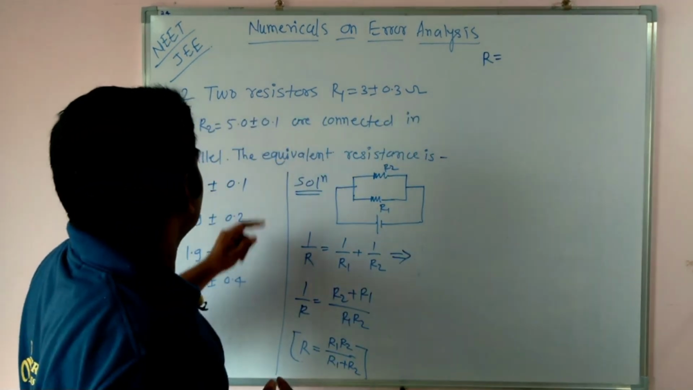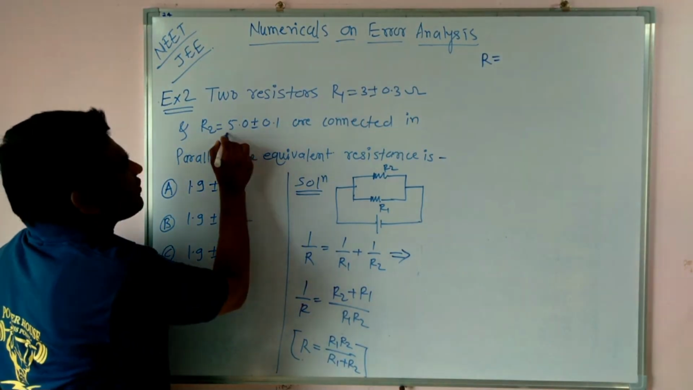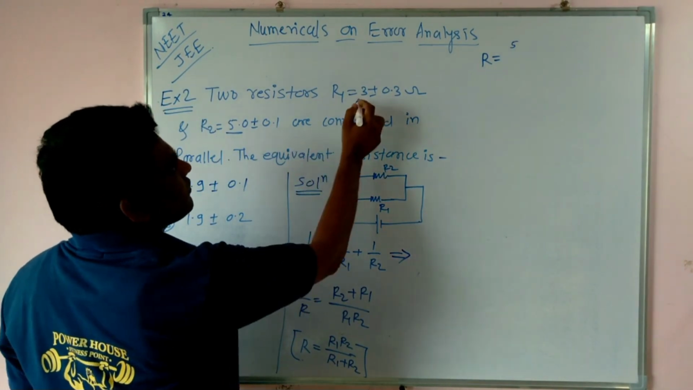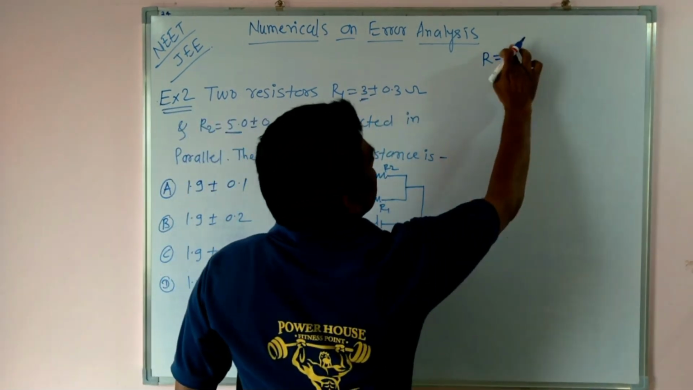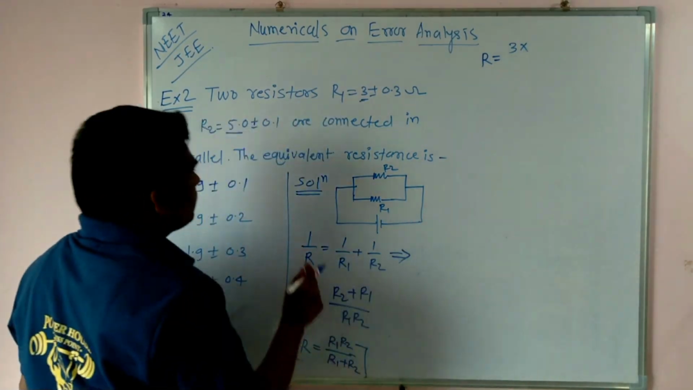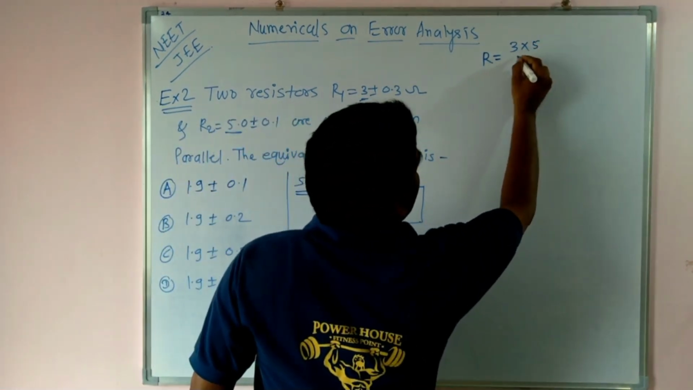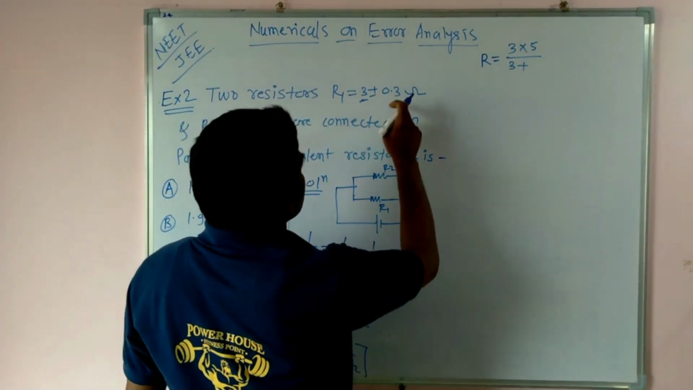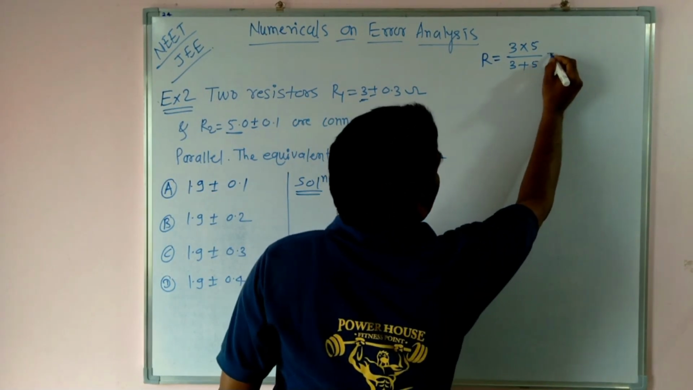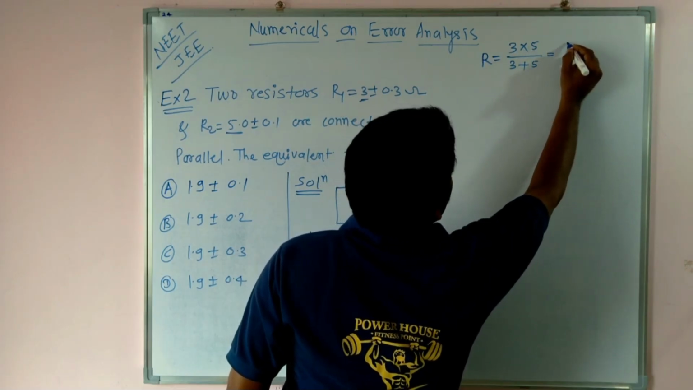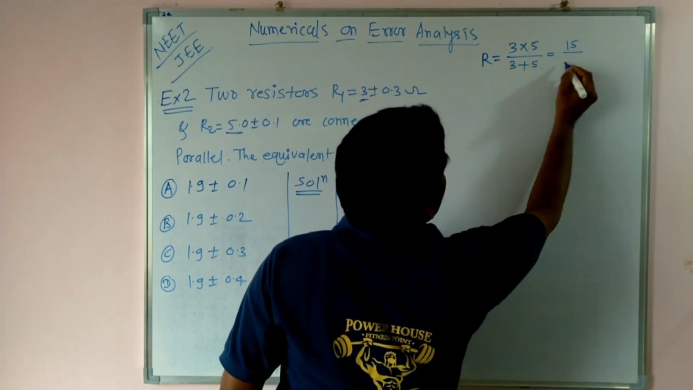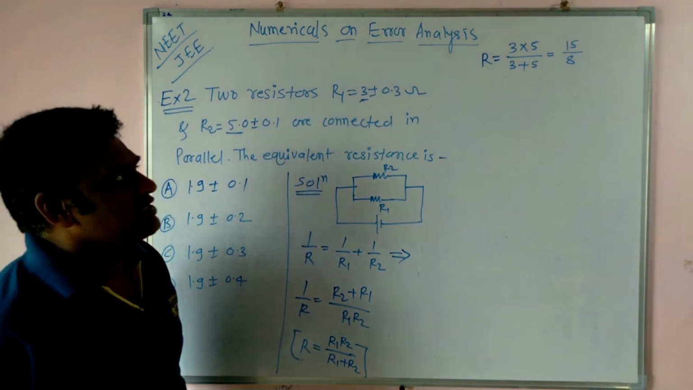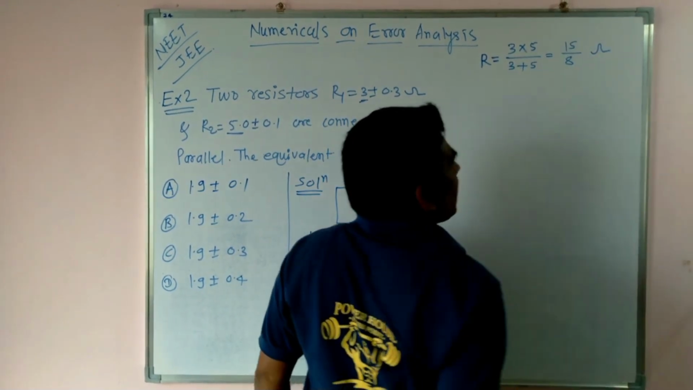So R will be what? R will be R1 into R2 divided by R1 plus R2. What is R1? R1, sorry, we will take 3. R1 is 3, no? 3. And R2 is 5. So 3 into 5 divided by 3 plus 5. So 5 3s are 15 and this will be 8. Okay, 15 by 8 is the equivalent resistance, right?